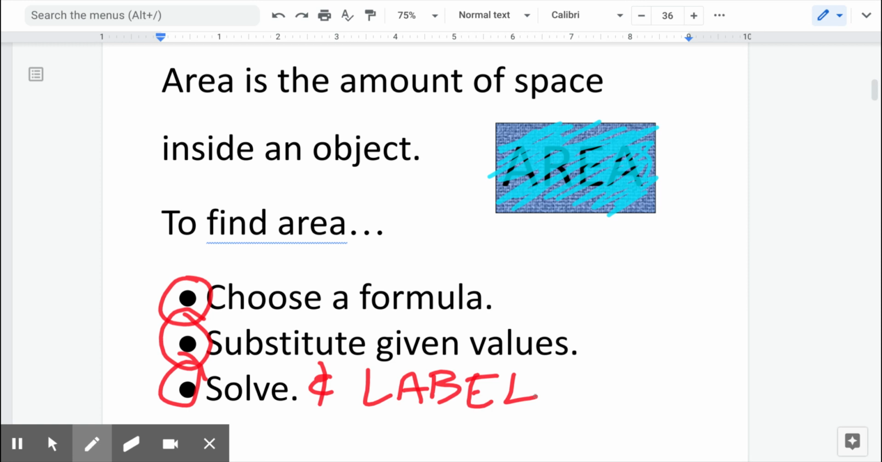So again, here are the main steps for finding area. Choose a formula, substitute, solve, label. Now this is very similar to evaluating expressions, which we've been practicing. Choose that formula, substitute, solve, label. Make sure you're writing this down, as these are the main steps for how to solve every problem today.